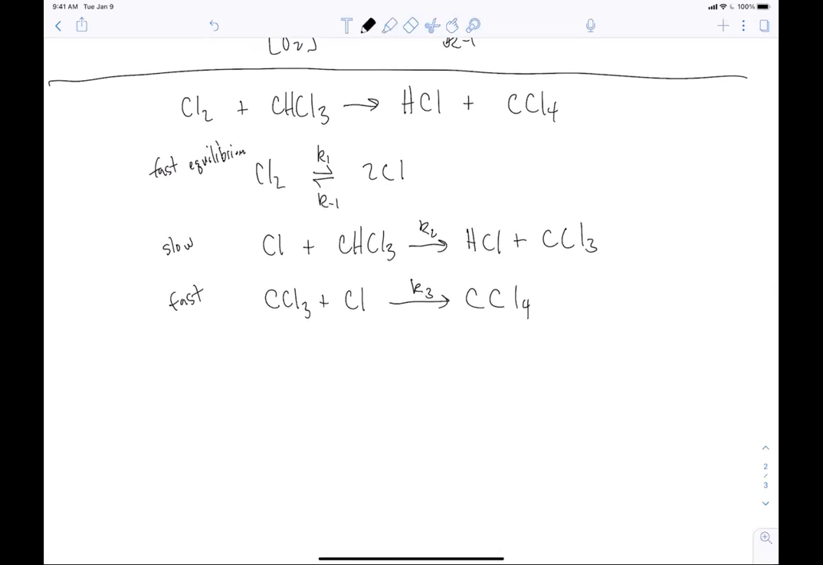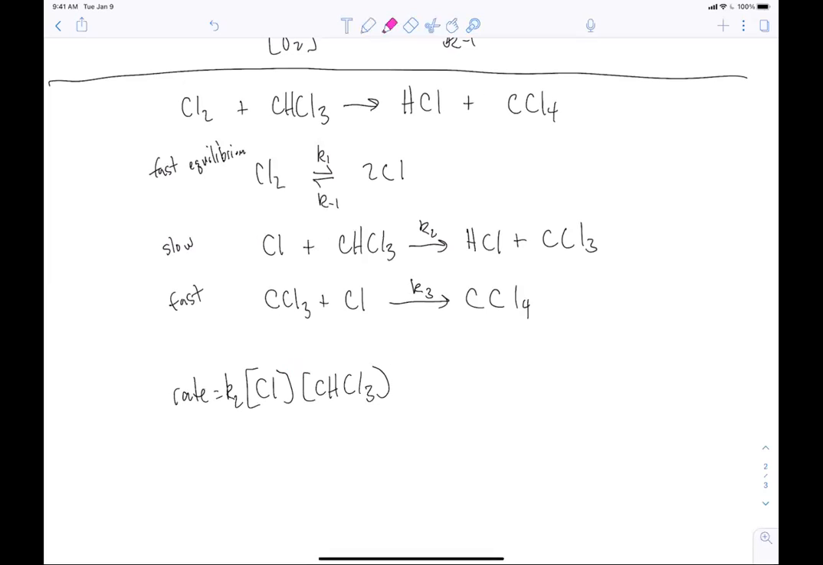Okay, so if we want to write out the rate law for this, how do we do it? We just do the same exact thing that we've been doing. You take the slow step, which is this, and we write out the rate for it. Same thing, because it's a mechanistic step. These coefficients just go right here.